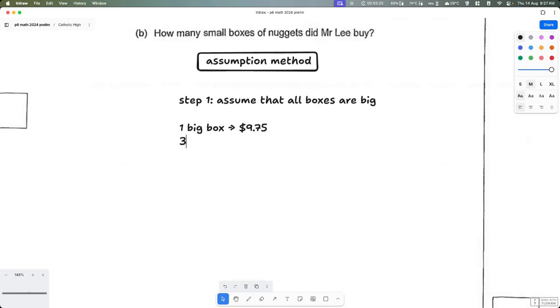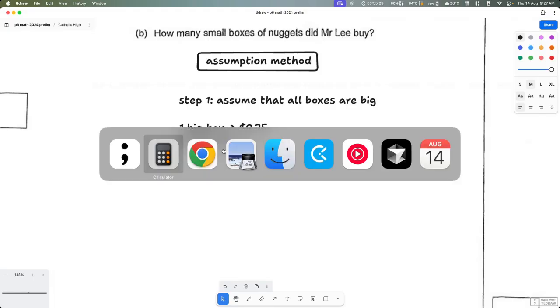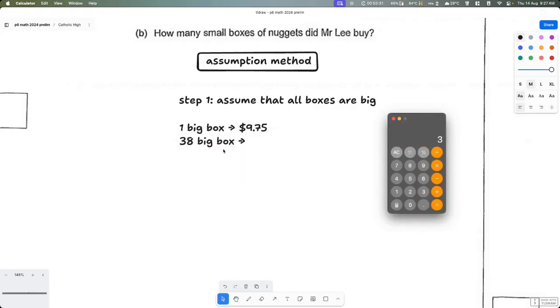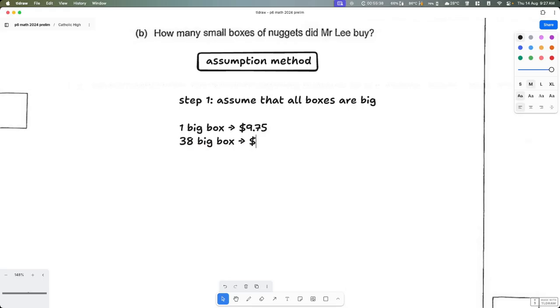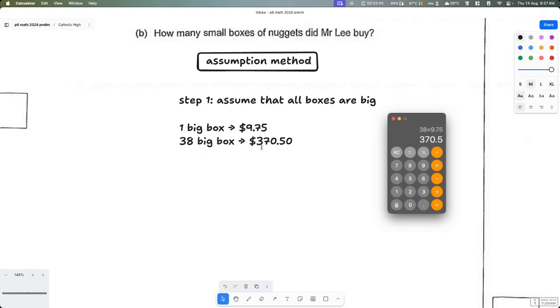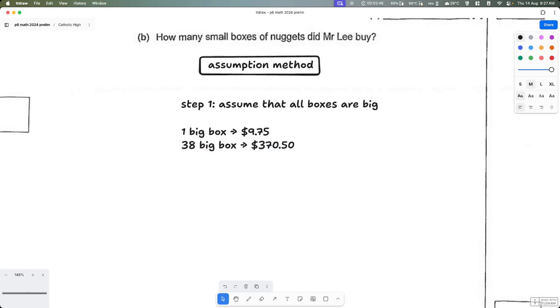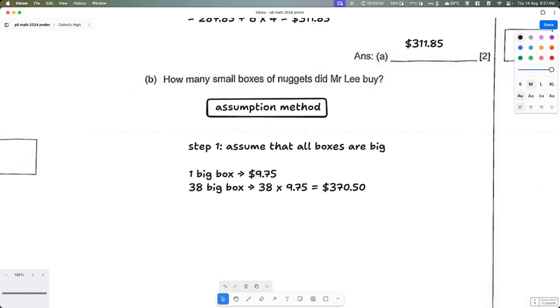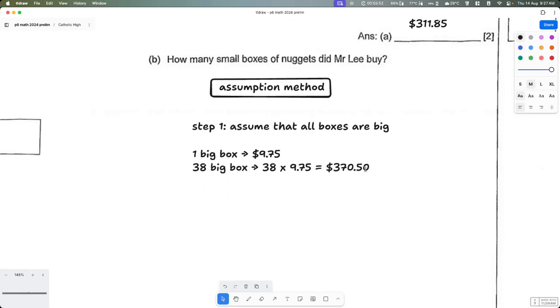38. So 38 big boxes is equal to 38 times 9.75. Okay, $370.5. Is it? Let's double check. Okay, correct. So 38 times 9.75 is this. So that's step 1.